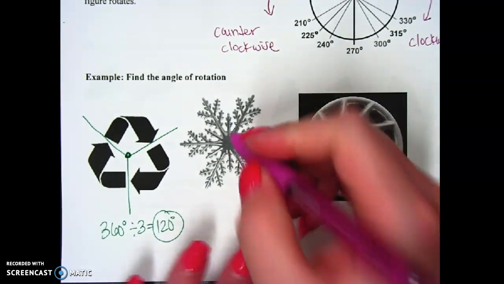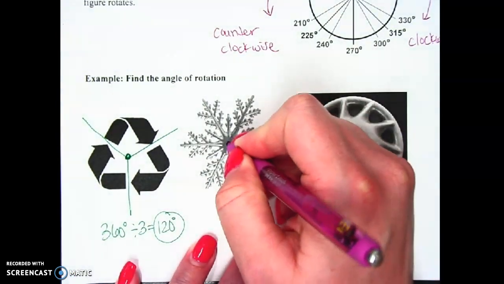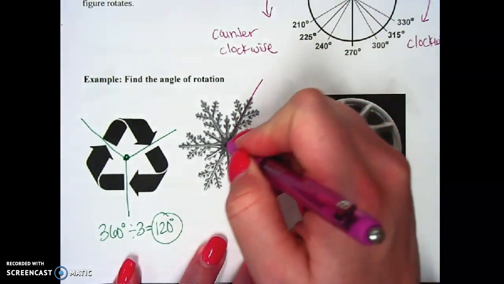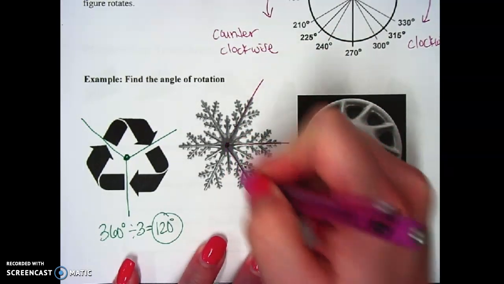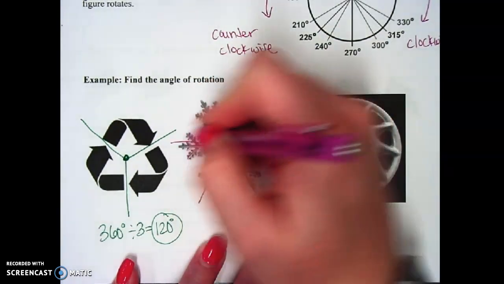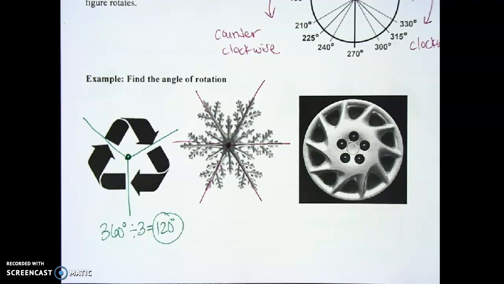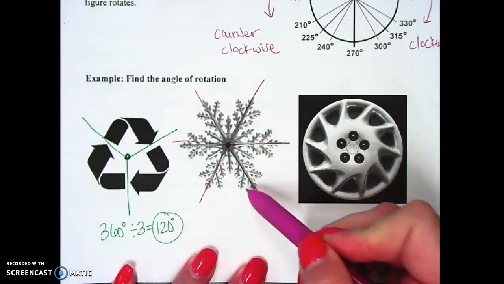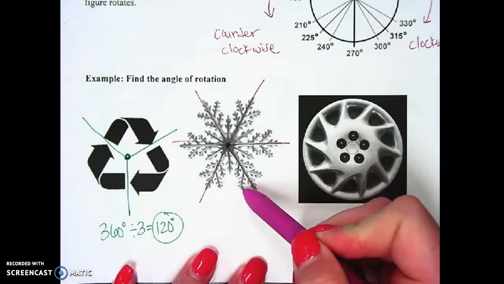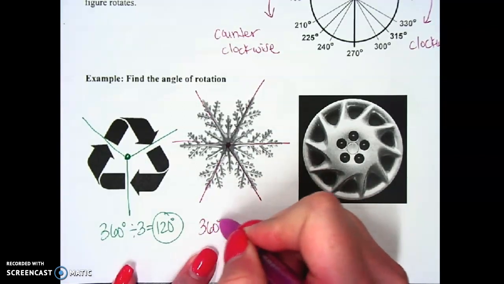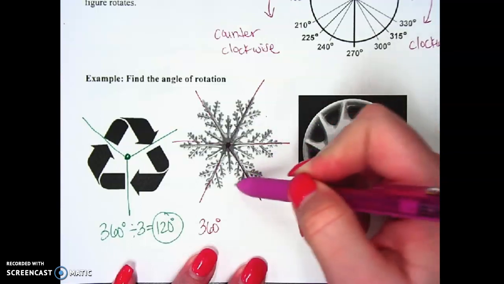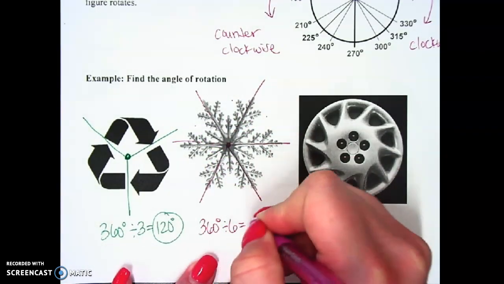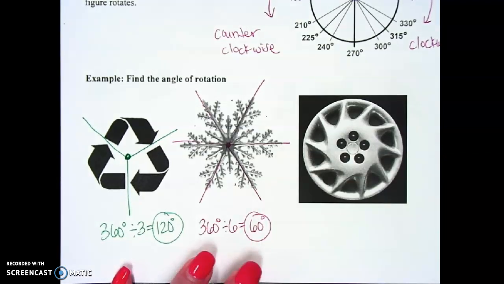All right, next let's try the snowflake. If I put my center of rotation there in the center, I'm going to split up my big snowflake. Every time as I spin it, it would look the same. This portion of my circle looks the same as this portion, looks the same as this portion. So I'm taking 360 degrees, and I could spin it 1, 2, 3, 4, 5, 6 times. So the degree of rotation is 60 degrees.